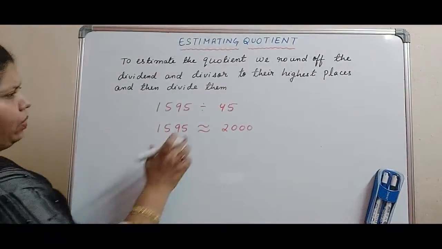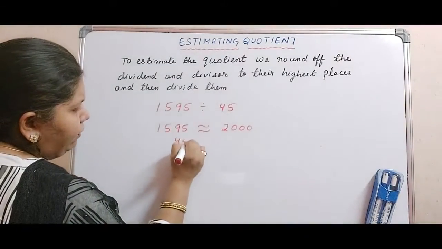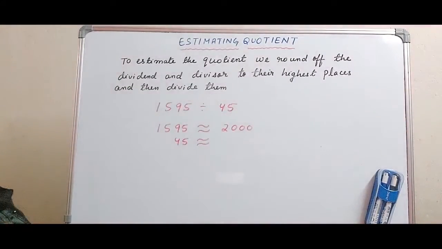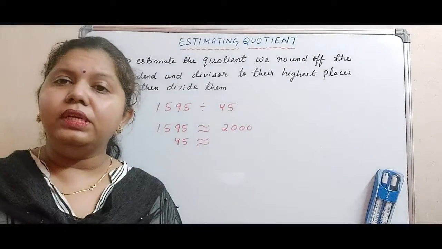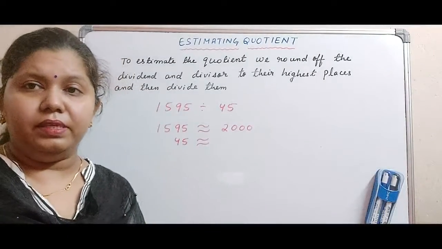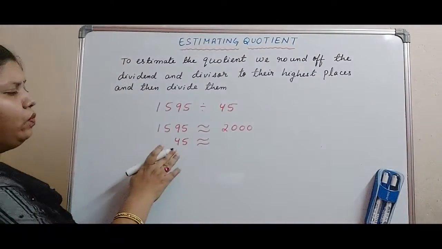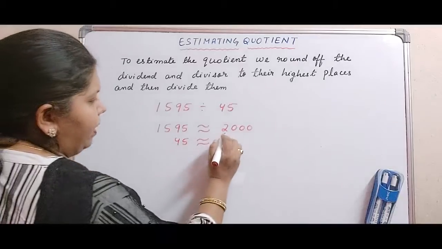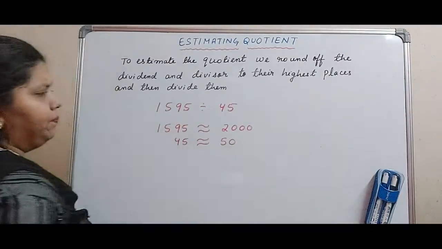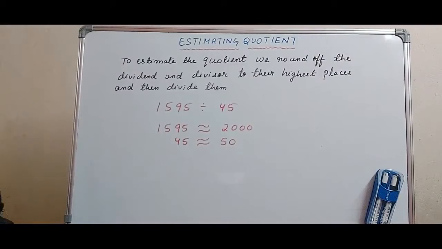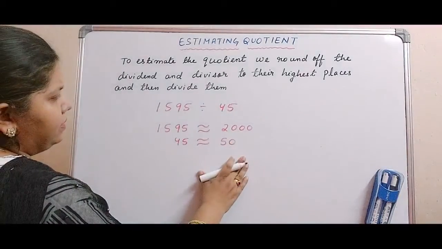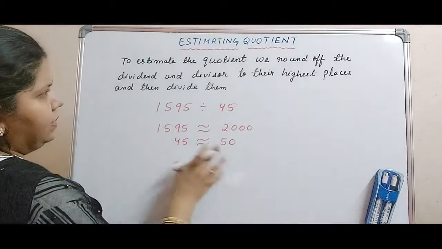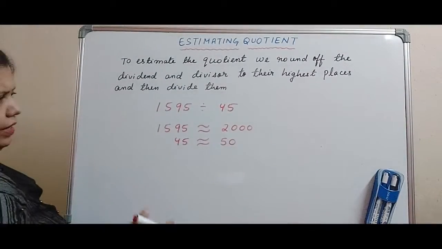Now you have to round off the divisor as well. 45 is a 2-digit number, so the highest place is the tens place. We have to round off 45 to the tens place. Since the ones place digit is 5, 4 will change to 5, so it will become 50. Now that we have the approximations, the estimation of the dividend and the divisor is complete.